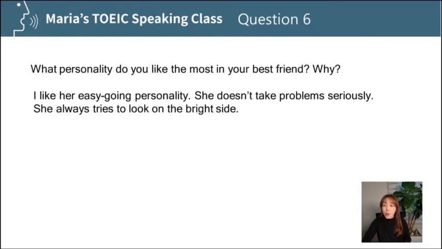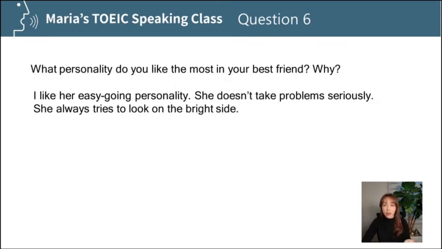What personality do you like the most in your best friend and why? 절친의 어떠한 성격을 가장 좋아하세요? 왜 그러세요? I like her easygoing personality. easygoing 하면은 약간 낙천적인, 근데 약간 게으른 것도 있고, 쉽게 하는 거예요. 너무 이제 상황을 좀 예민하게 받아들이지 않는 거죠. She doesn't take problems seriously. 그렇게 예민하게 받아들이지 않는다. She always tries to look on the bright side. 항상 긍정적인 면을 먼저 보려고 하더라. 그런 면이 좋았다. 이렇게 되고요.